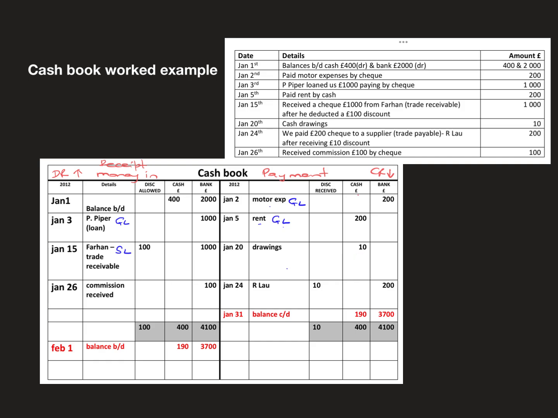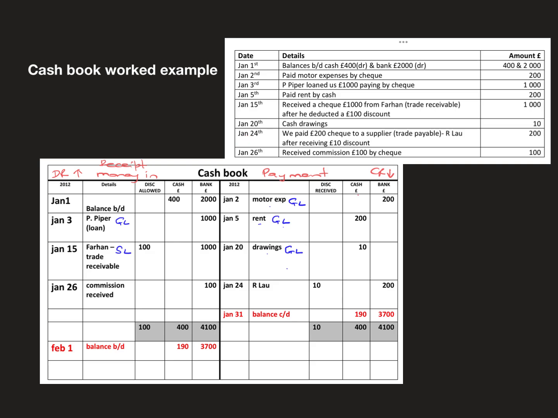Again, I would also make note of this to tag this. Where would the next half of this transaction be found? It's going to be found in the general ledger. So I should see this in the drawings account in the general ledger.